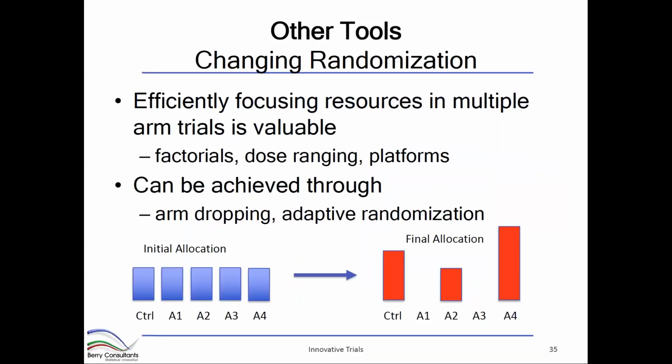In the graphic at the bottom, you can see that over the course of a trial, we may start with equal allocation to a control and 4 arms, and by the end of the trial, we've got more subjects on control. We may increase that over time. Arms 1 and 3 are gone, and really the trial is trying to figure out whether it likes 4 or 2, and by the end it's decided maybe 4 is the right answer, so that's what's getting most of the patients.